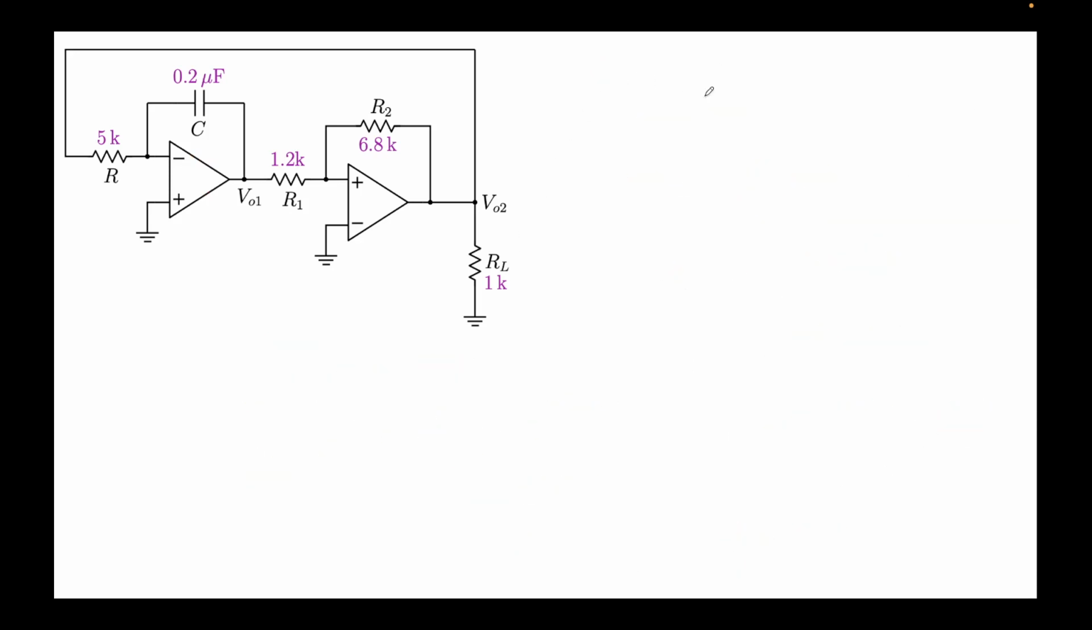So we know the voltage at which it switches, the VTL or VTH. Remember, we have obtained an expression of VSAT times R1 over R2, right? So let's put that 15 times. This is the magnitude actually. So VTL or VTH turns out to be 15 times 1.2 over 6.8.